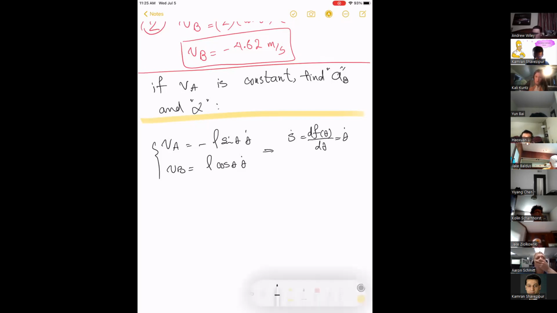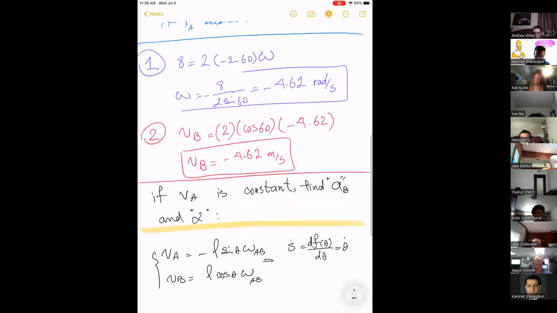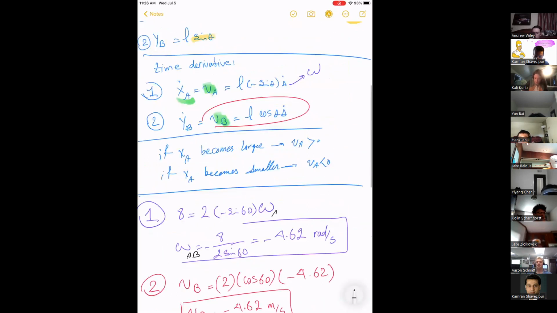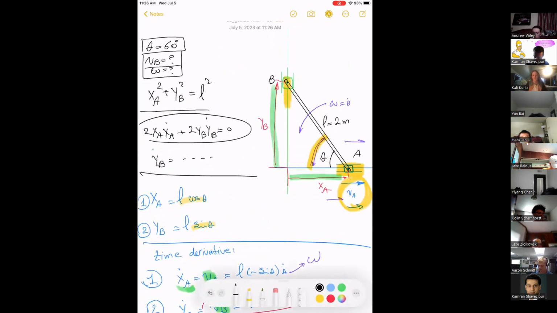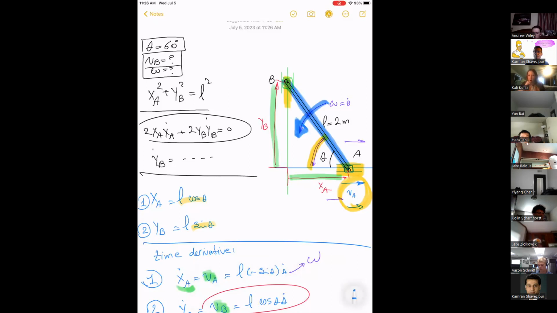And I can simply substitute theta dot with omega because we know that it's the same. So just get used to using omega. Which omega? Omega of link AB. You can put AB here. You don't have to because we have only one link. But this omega is omega of link AB. You see this link? This link AB. Omega is for this rigid body. It goes like this. Okay.